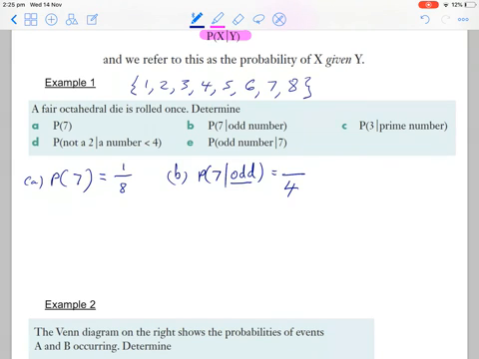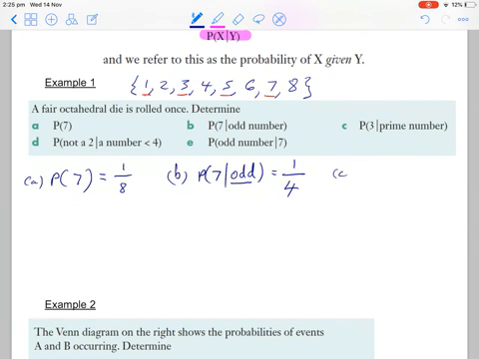I'll just underline those if you weren't sure what I mean. Looking at the sample space, these are all the odd numbers. We're told that it's odd. Now, the chance of it being a 7: there's one 7 there, so it's a 1 in 4 chance.